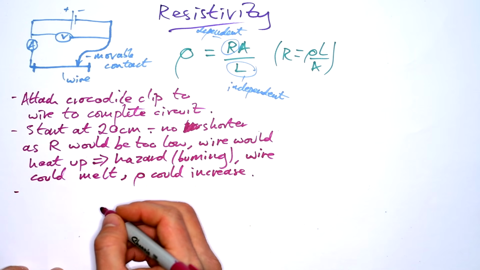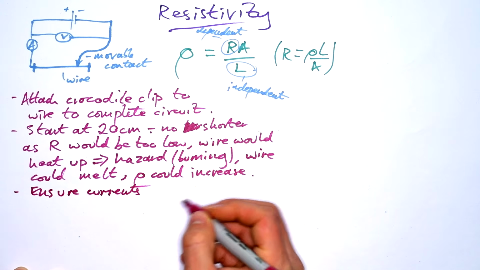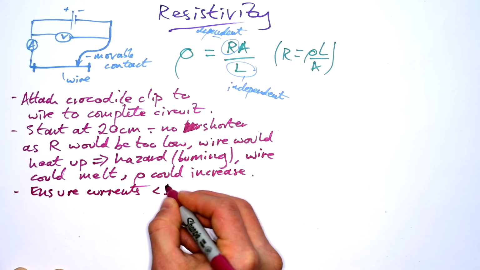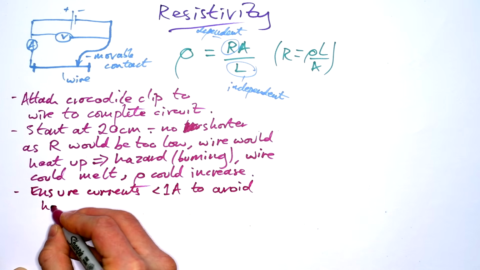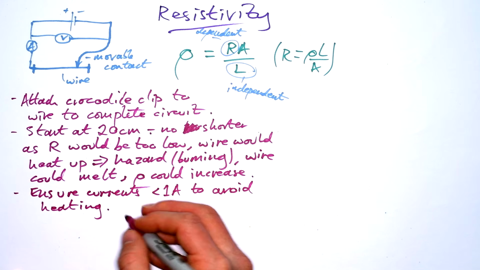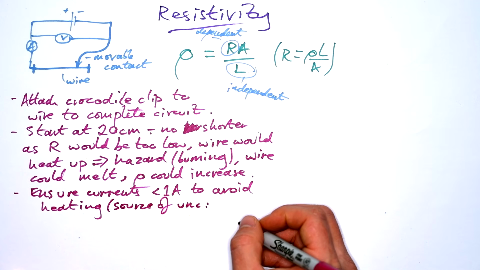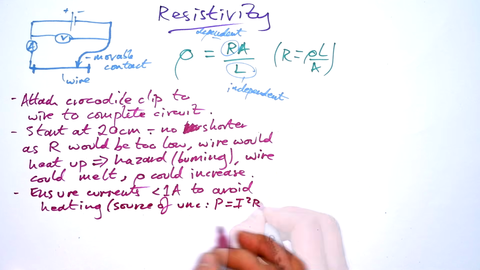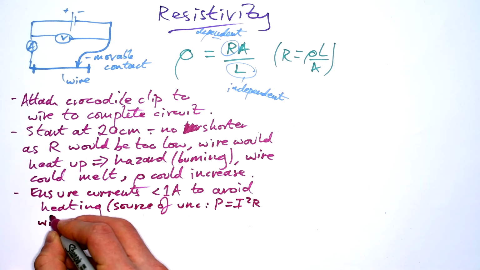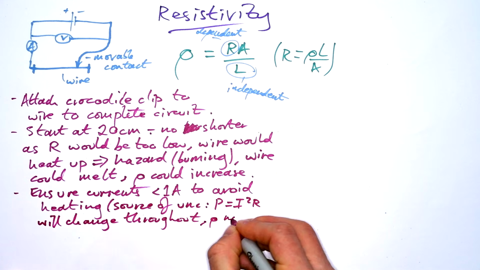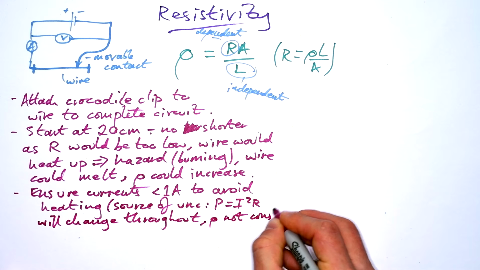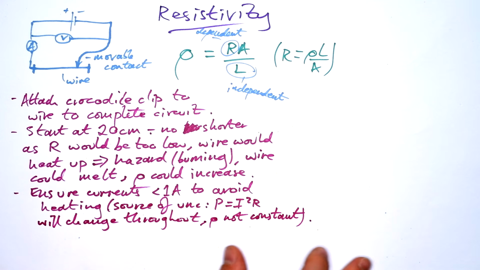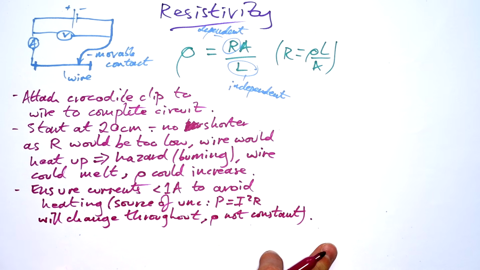And that's also why we don't want high currents either. We want to ensure that we have currents below 1 amp to avoid any heating. But actually, this is a source of uncertainty. The power dissipated due to heating of the wire is equal to I squared R, and I squared R will change throughout the experiment, so resistivity will not be completely constant. But if we stick to below 1 amp, then it should be good enough. We mention it, but we can't do anything quantitative with it.